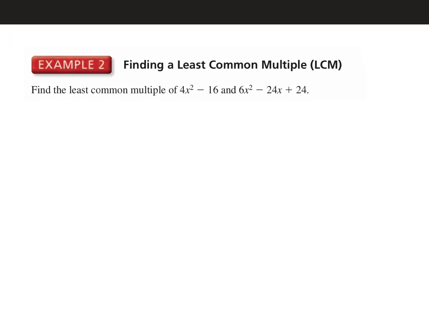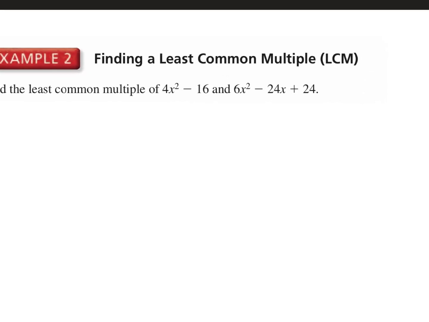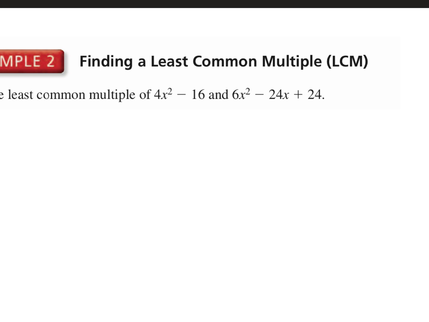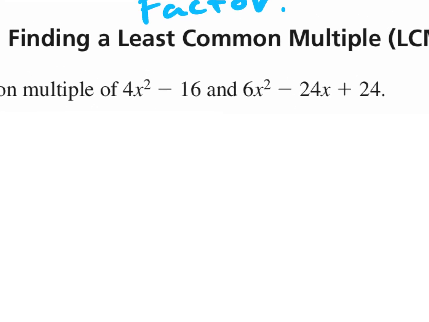It says find the least common multiple of 4x squared minus 16 and 6x squared minus 24x plus 24. So to find the least common multiple, we want to factor it out first. We want to find all the factors. So step 1 is to factor. How would I factor out 4x squared minus 16?